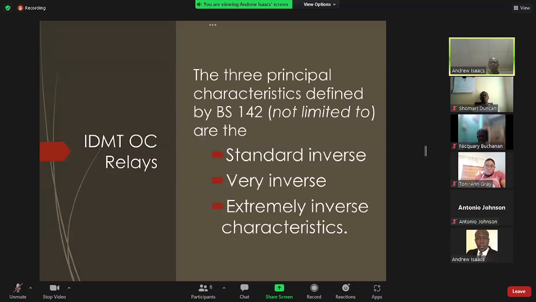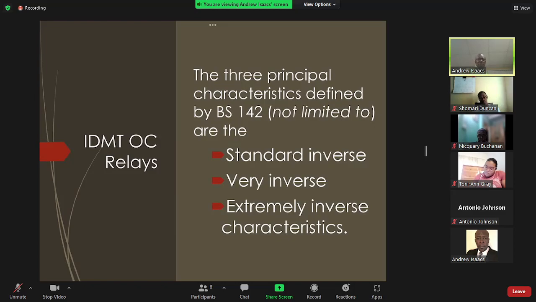So the inverse relays, we further delineate the characteristics by identifying three types. Now you do have some further variations, but in terms of the three standards on inverse relays, you're going to have your standard inverse, your very inverse, and your extremely inverse characteristics. As I said, it's not limited just to these three, but these three are what we would say are at the forefront. So your standard inverse, very inverse, and extremely inverse.